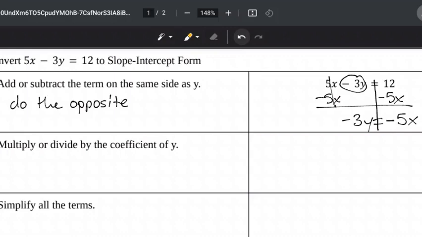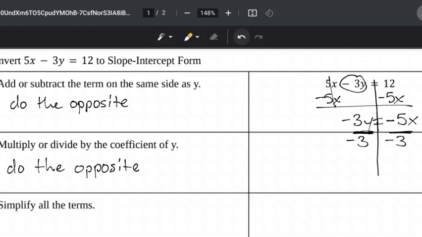So the last thing we're going to have to do, or second to last thing, is we have to multiply or divide by the coefficient of y, or that number that's in front of the y. And again, we're solving equations. So to get rid of stuff, we must do the opposite. So negative 3 next to the y means negative 3 times y. So the opposite will be to divide by negative 3. Now, when we go to the other side of the equal sign, everything must be divided by negative 3.